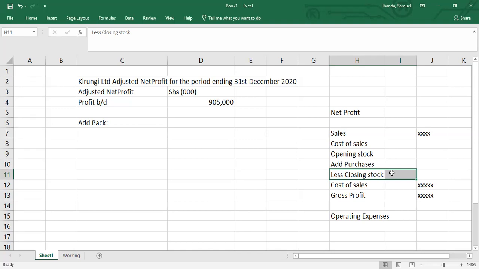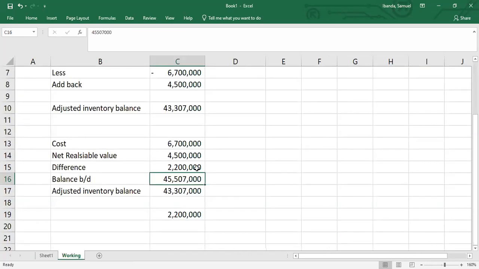Okay, I hope you're getting the principle there. So that means that our closing inventory getting down by 2.2 means that our cost of sales is going to be high. As our cost of sales is going to be high, it will negatively affect our profit. Our profit will go even a little lower. Do we understand that?